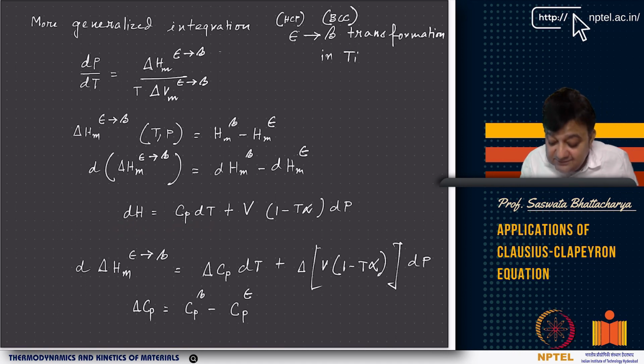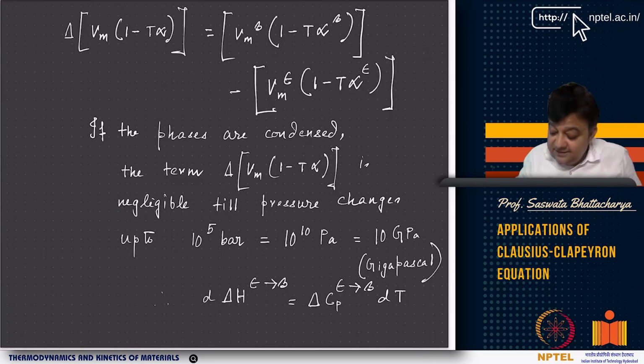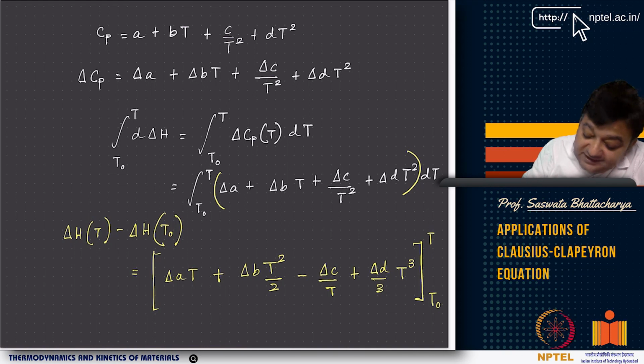But here, as you can see, dH is a function of Cp and T, and Cp itself, by the way, can be a function of temperature. So d delta H epsilon to beta, the molar enthalpy of transformation, and if I put m here, then this becomes molar heat capacity. So the d delta Hm, the differential of the enthalpy of transformation from epsilon to beta, is nothing but delta Cp molar, the change in molar heat capacity when the phase transforms from epsilon to beta, times dT.